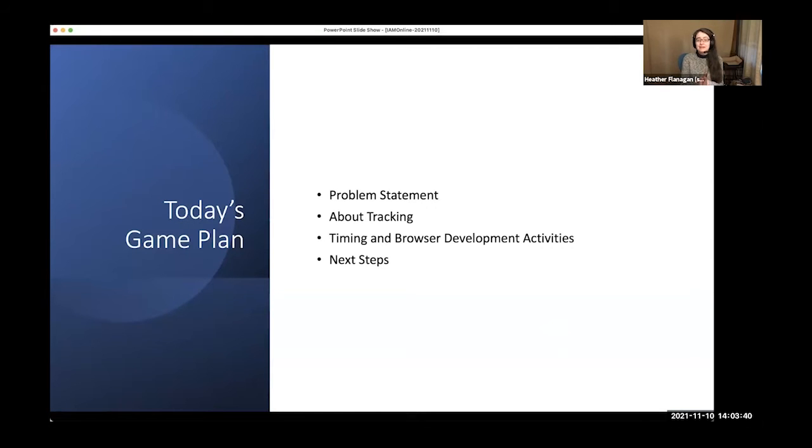So the game plan for today: talk about what the problem is here, because this sounds pretty vague. I want to make sure you understand what we mean when we talk about tracking on the web. What are we looking at? I want to talk about the timing of changes that are happening and the different development activities that the browser vendors are doing, and then talk about next steps.